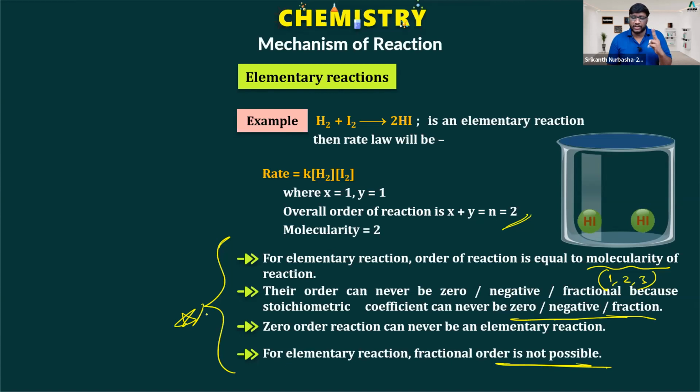First, only 2 points. Law of mass action and rate law, they are the same. And order is equal to molecularity of the reaction. Molecularity can only be 1, 2, 3. So to call it an elementary reaction, we can say order can be only 1 or 2 or 3. It cannot be negative or 0 or fractional or greater than 3.